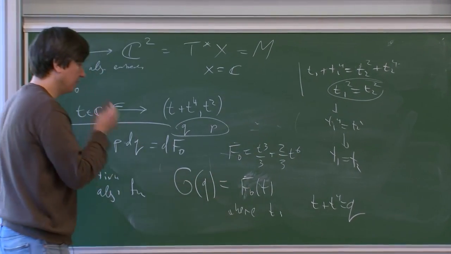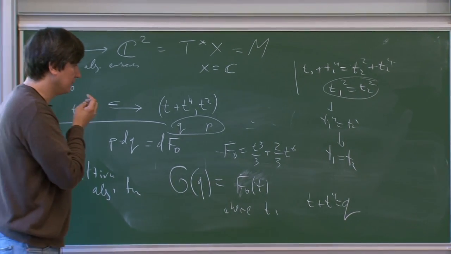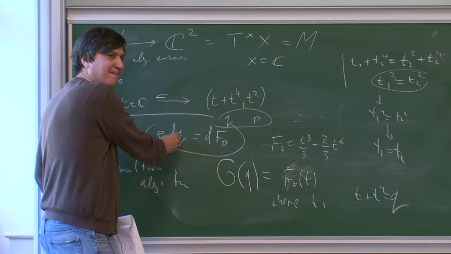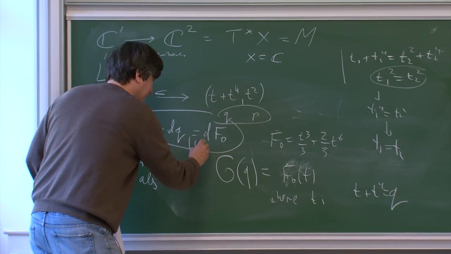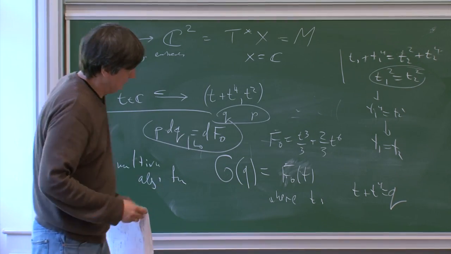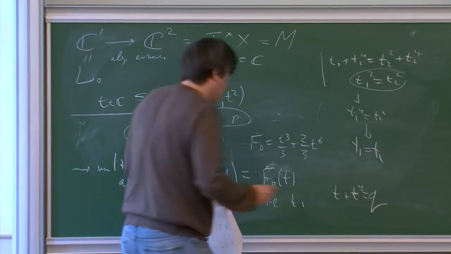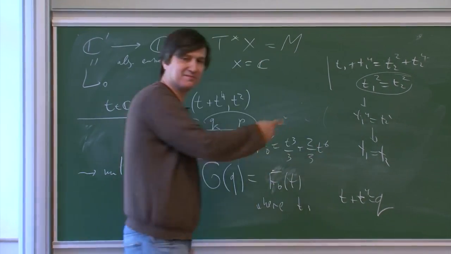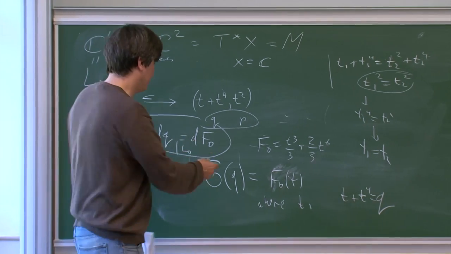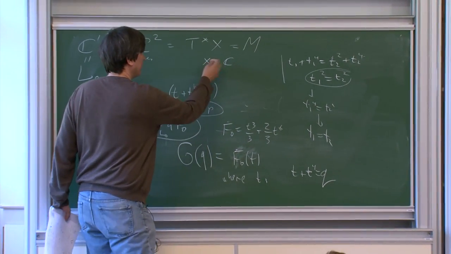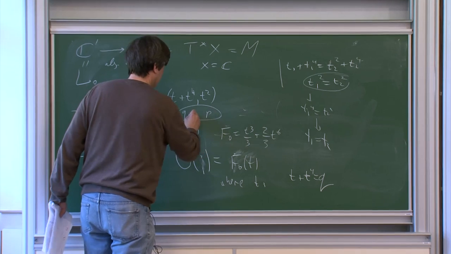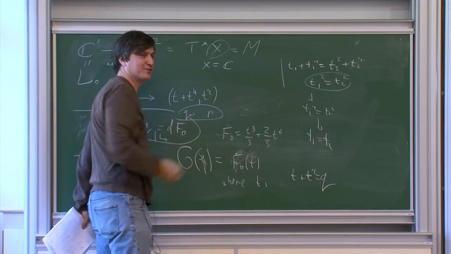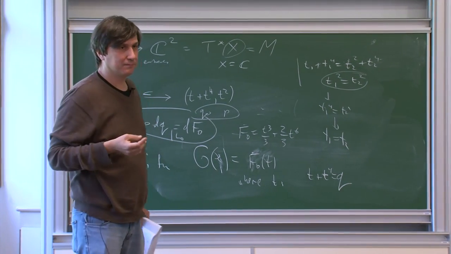What is the motivation for this power for F0? No, just because from this I restrict my one form to the Lagrangian manifold. So eventually, after all these things, I get some algebraic function in one variable, G of Q, a function of X.